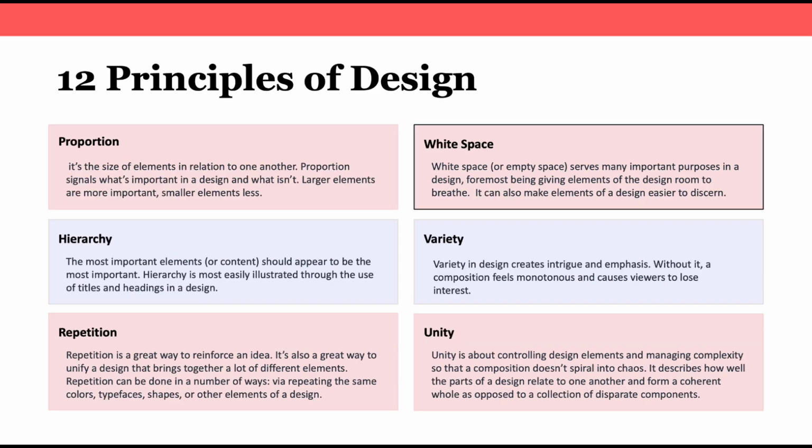Proportion is the relationship between the sizes of different elements within a design. Hierarchy is the arrangement of elements to show their order of importance and guide the viewer's attention. Repetition is the intentional reuse of visual elements to create consistency and strengthen a design. Variety is the use of different visual elements to add interest and prevent a design from becoming monotonous. Lastly, unity is the principle that makes all parts of a design work together as a cohesive whole.